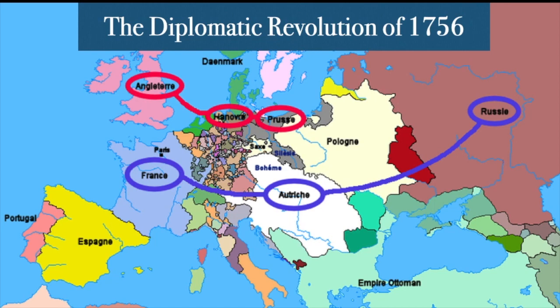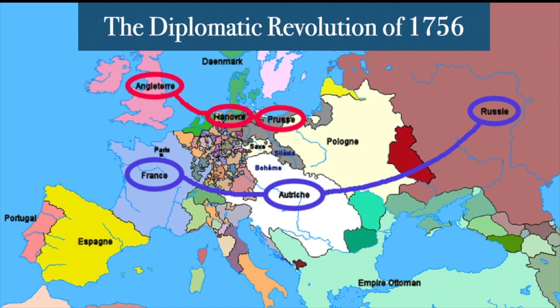So the goal here is very simple. Surround Prussia with enemies. This way, if Prussia tries to pull any more crap again, if they try to steal any more land from Austria, Prussia is going to get hammered from three sides. Austria is going to attack them, and France and Russia. Prussia is going to get sandwiched between three powerful countries. So hopefully that's clear as you look at this map. By the way, this map's in French. This is the only map I could find online several years ago when I was looking for the diplomatic revolution of 1756. So it's a nice French map.